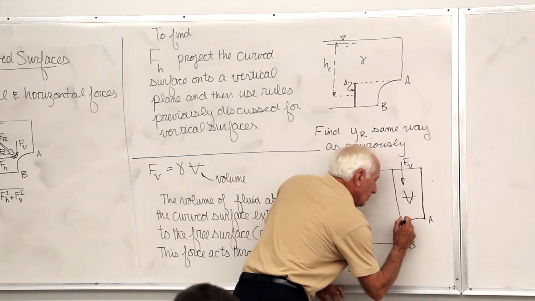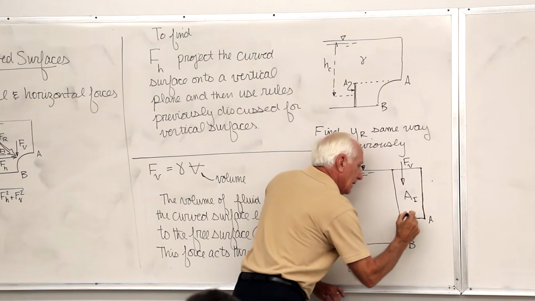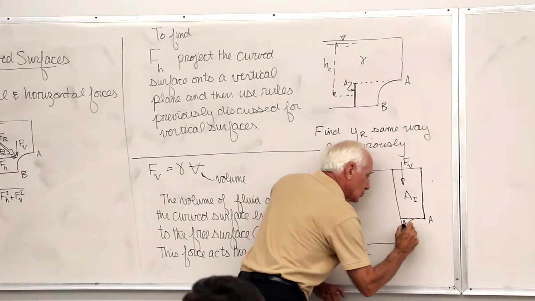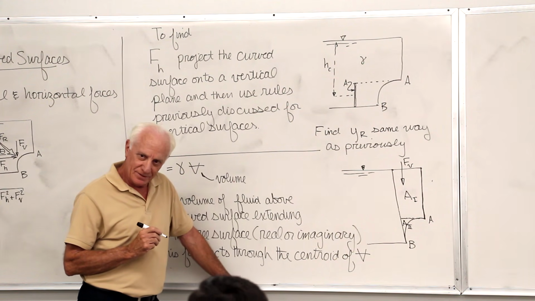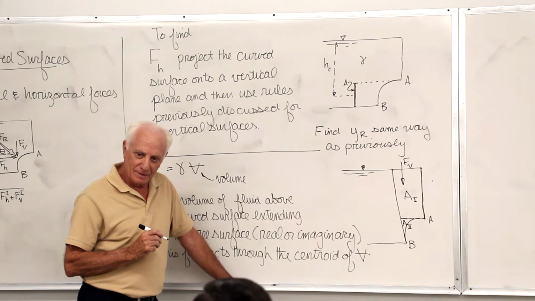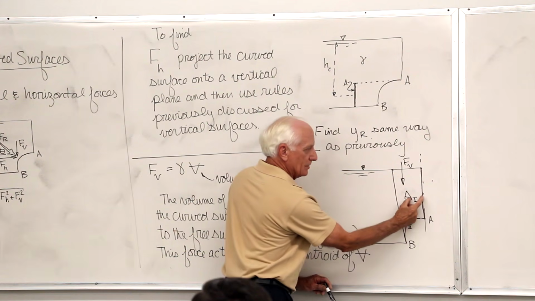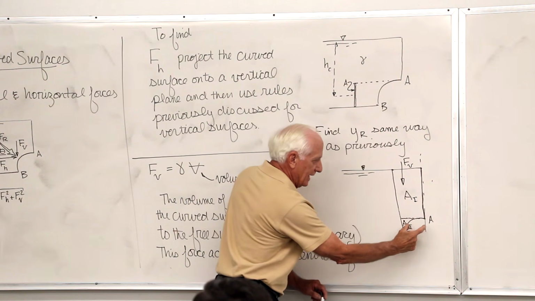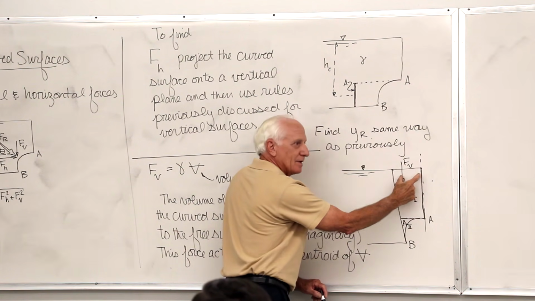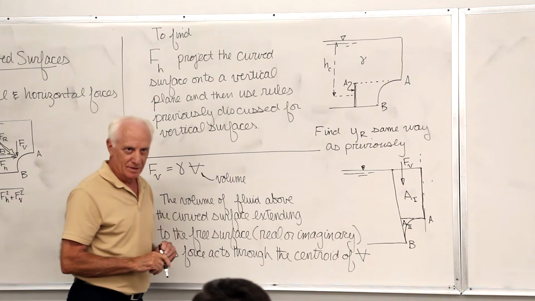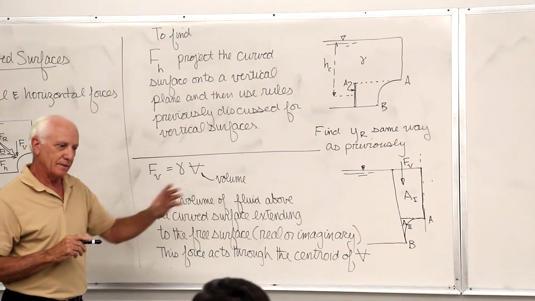See, there's 2 pieces. If you want to do it this way, you call this piece A1, and you call this piece A2. And you can find the centroid of that. Use some moments about some line. I don't know, this line right here? Sure. A1 times this distance plus A2 times this distance equal FV times that distance. Solve for the unknown distance. It's a pretty straightforward calculation. So you can find that location.